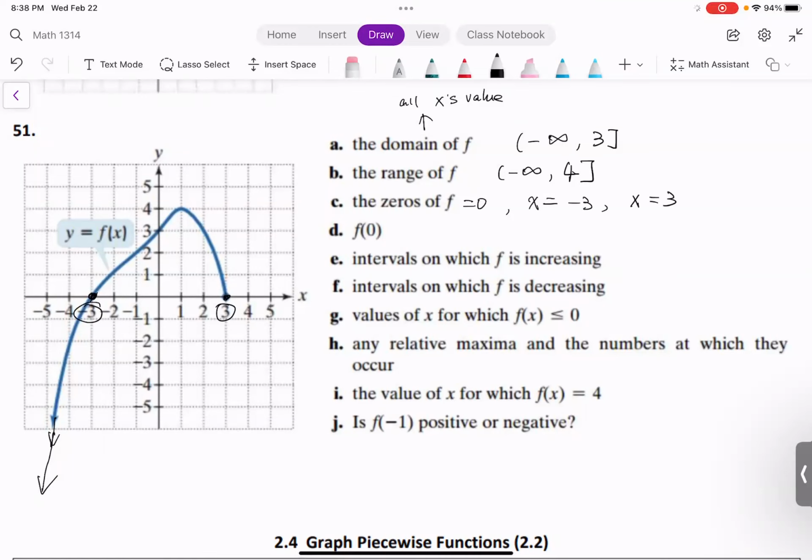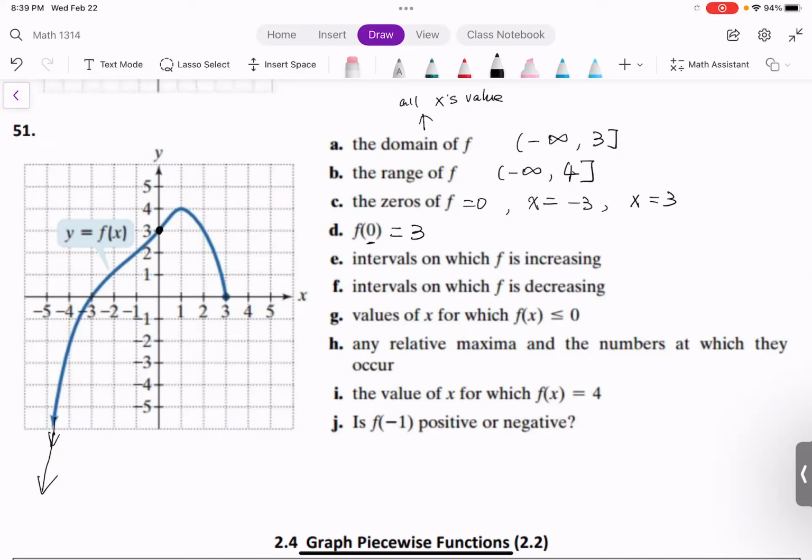Number D, f of 0. f of 0 means the input is 0, x equals 0. Look at the graph. Where is x equal to 0? It is a point here. At this point x equals 0, and the y value is 3.